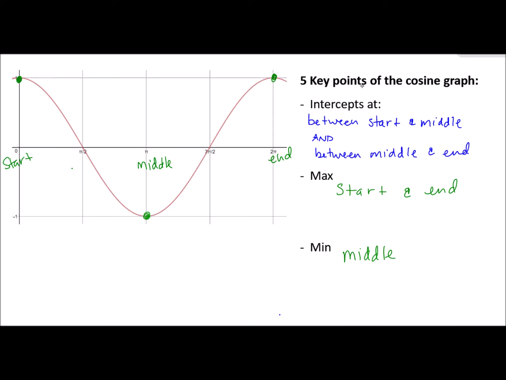Okay, 5 key points. Again, this is the key to graphing these guys. All you've got to do is get the 5 points labeled on your number line, 0, and so on, and then pop in the pieces based off of where they happen with sine versus cosine.